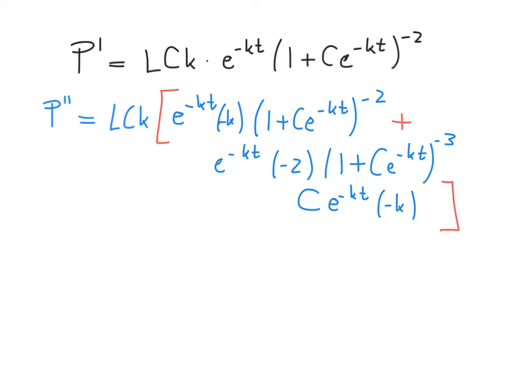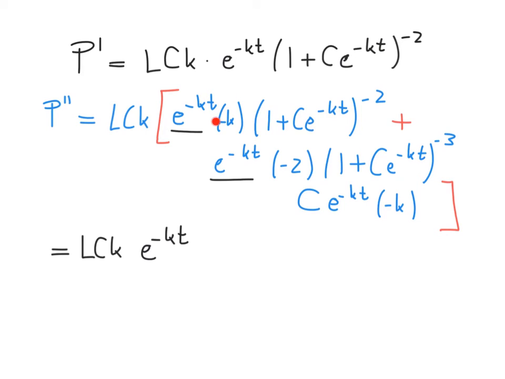So it's a long expression here. Let's try to bring a little bit of order into this mess. So LCK we always have. Now we see we have several e to the minus kt's here, right? So let's bring one of them out. So we can bring this out, and then we have e to the minus kt here. There's another one, but let's just bring one out now. So we'd have e to the minus kt.